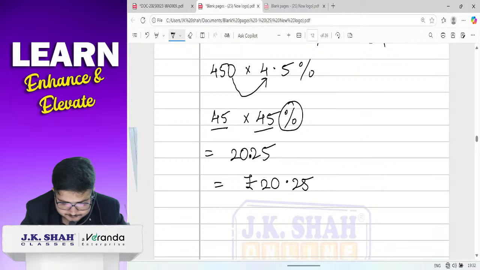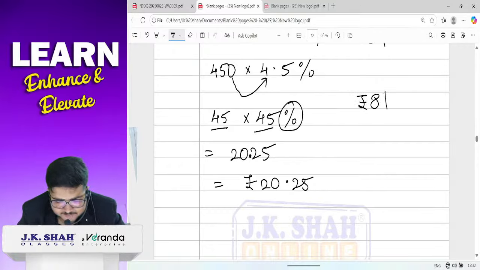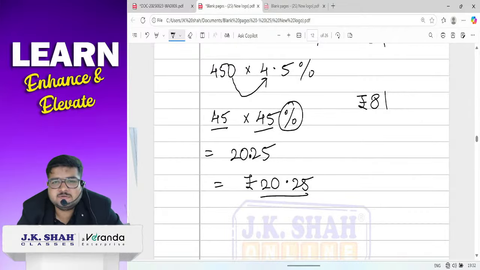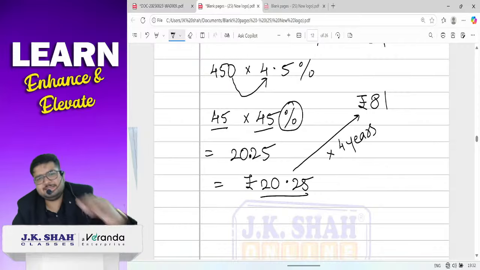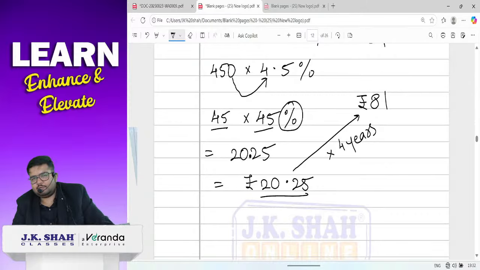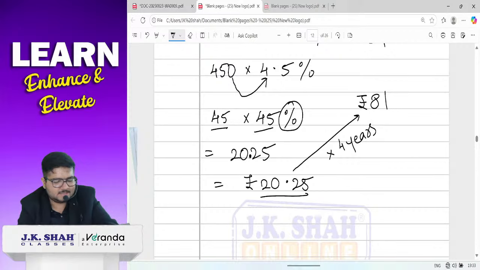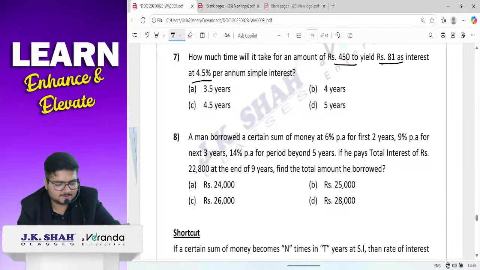So now you have to see in how many years he will be able to collect 81 rupees if he is getting 20 rupees 25 paise every year. If you calculate properly, it will take 4 years. 20 rupees for 4 years is 80 rupees. And 25 paise for 4 years will be 1 rupee. So in total he is earning 81 rupees. So the answer is 4 years.